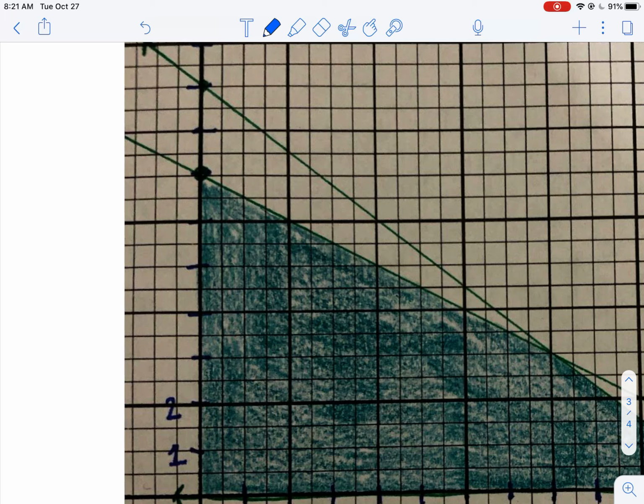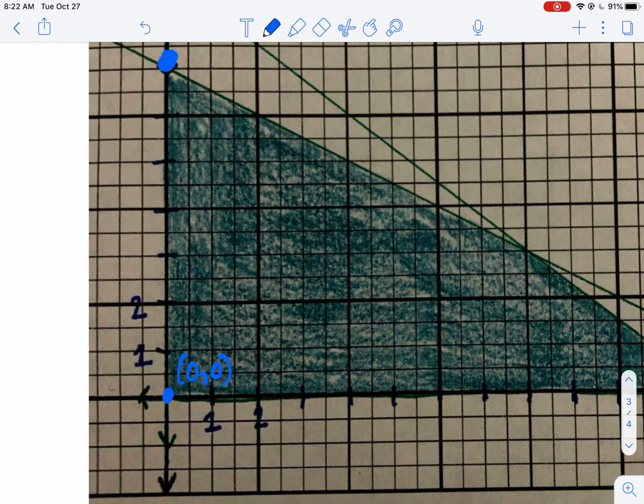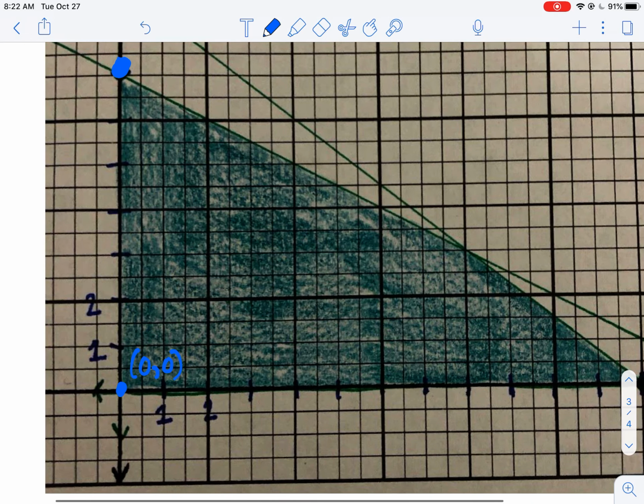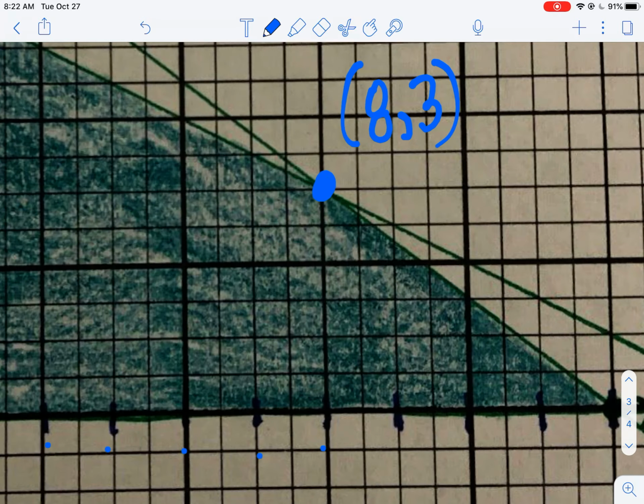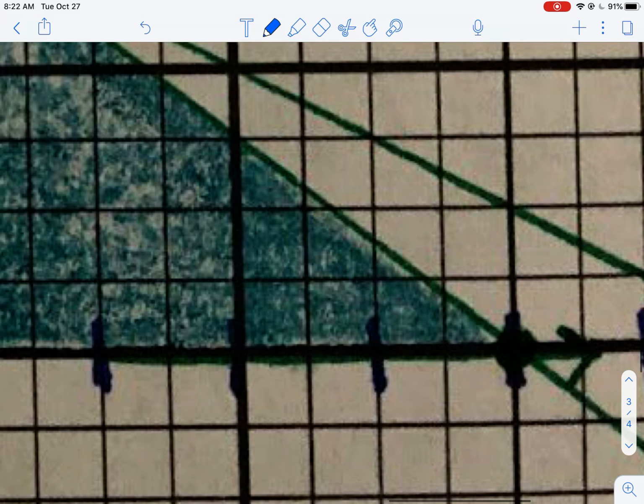Up on top here, I have 3, 4, 5, 6, 7. So I've got 0, 7. I'm going to go down here. I got 0, 0. I like that. That means there's going to be some easy math involved. Up here, I've got, where are the coordinates? 3, 4, 5, 6, 7, 8. 8, 3. I'm going to go to the bottom corner here, where I get 9, 10, 11, 12. 12, 0.